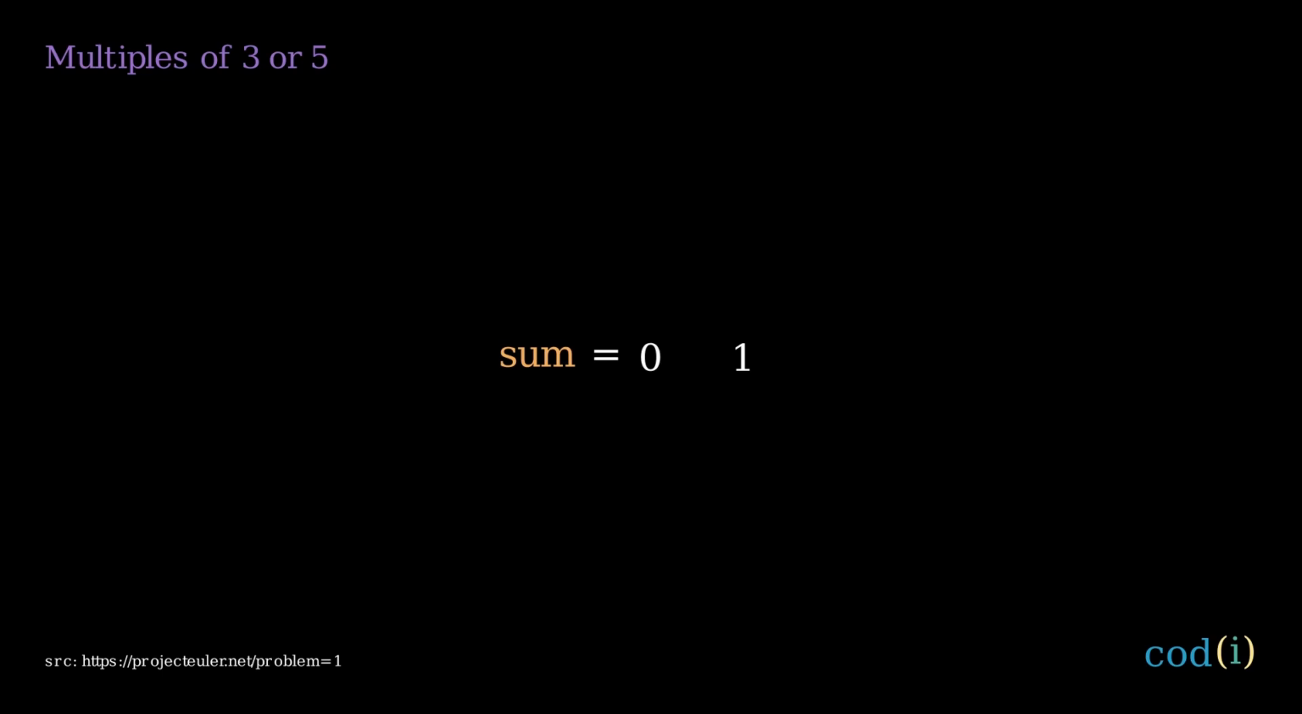A straightforward solution is to loop through all the numbers below 1000, check if each number is divisible by 3 or 5 and add it to a running sum. Although this approach works, we can already see that this is inefficient. So let's take a step back and try to describe what we actually want to find here.